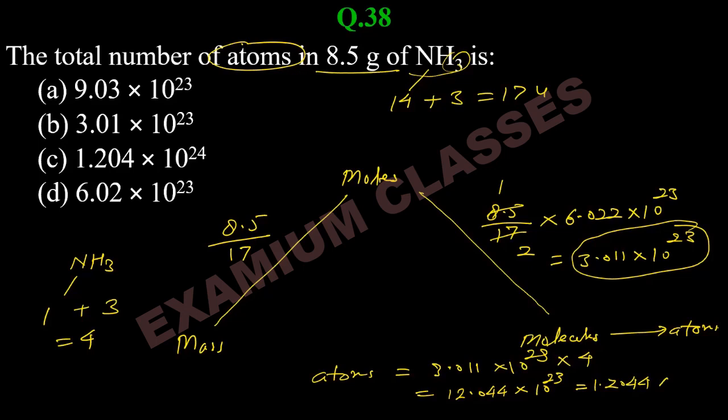So why do we multiply it by 4? Because one molecule has 4 atoms. We calculated number of molecules of ammonia. So here we got number of molecules, not atoms. And one molecule has 4 atoms, 1 atom of nitrogen and 3 atoms of hydrogen, total 4. So that's why we multiplied number of molecules by number of atoms, sorry, 4, to get the number of atoms. Is that clear? Yes.